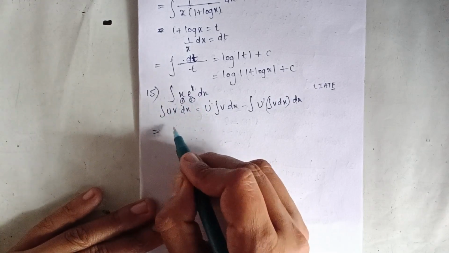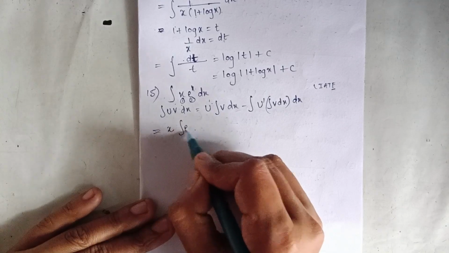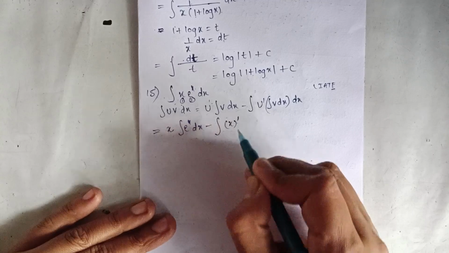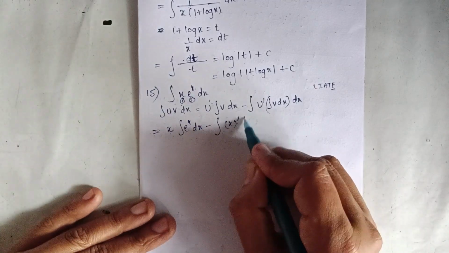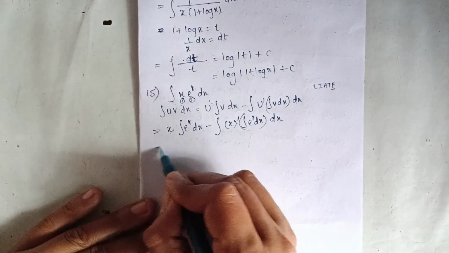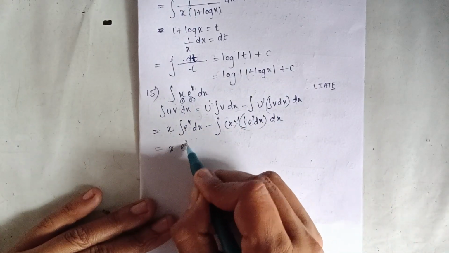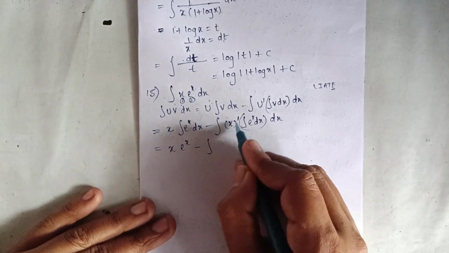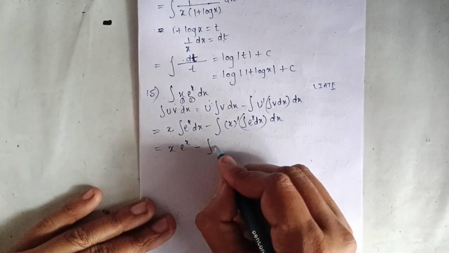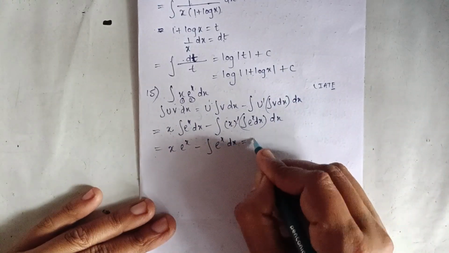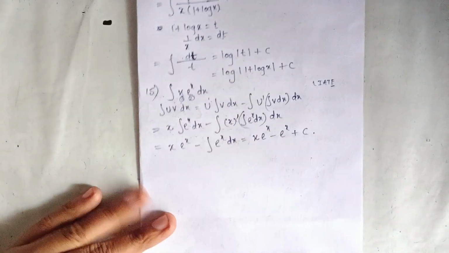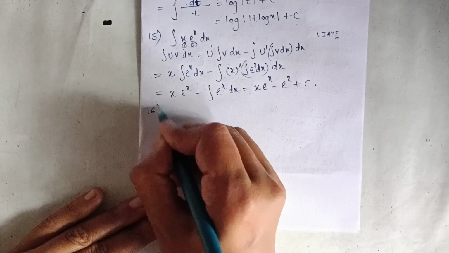So using integration by parts, x integral of e raised to x dx minus integral of derivative of u into integral of e raised to x dx. Okay, so integral is same. Derivative of x is 1. Integral of e raised to x is e raised to x. So this becomes x e raised to x minus e raised to x plus c. Next question.